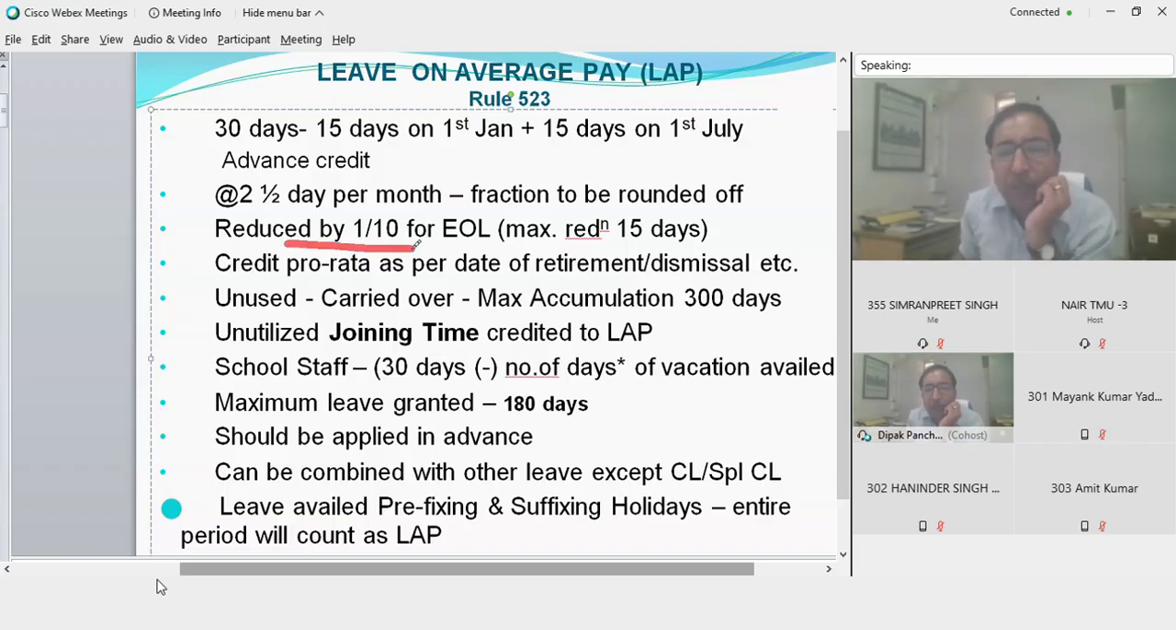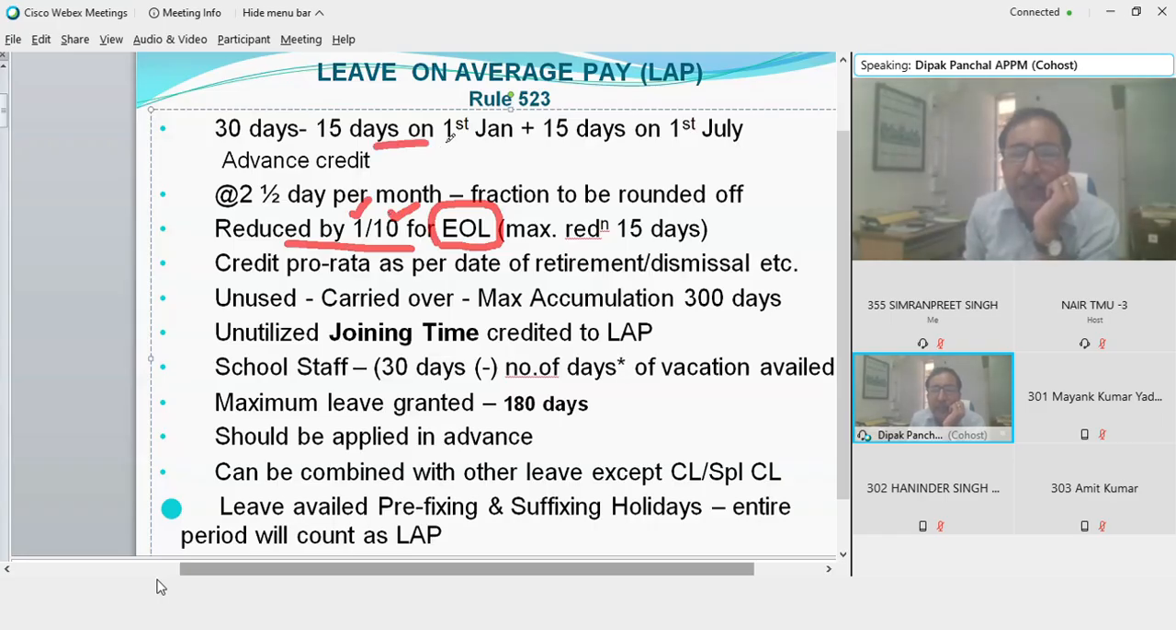Reduced by 1/10 means, if an employee is on EOL, extraordinary leave without pay, then for each 10 days of EOL, 1 day of LAP will be deducted or reduced because we have already given advance credit. If an employee doesn't use, say, 15 days of LAP, it keeps on accumulating, and the accumulation limit is 300 days. And this 300 days is encashed at the time of retirement, not before that.